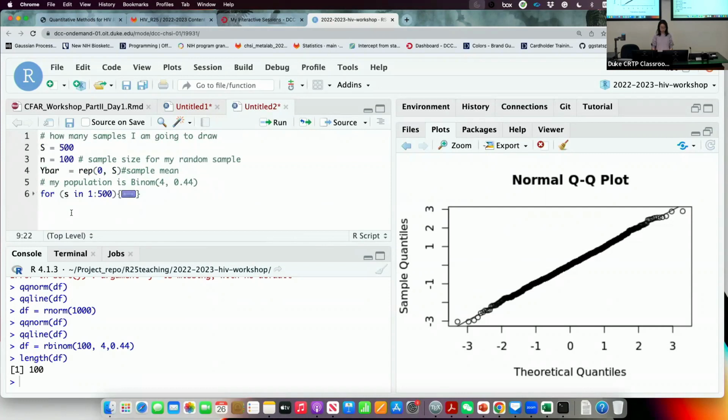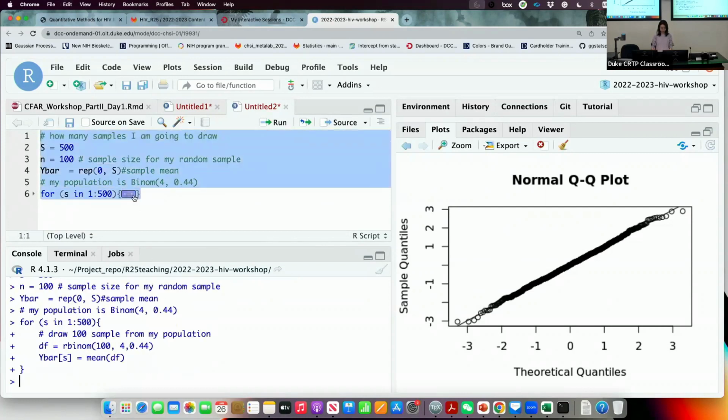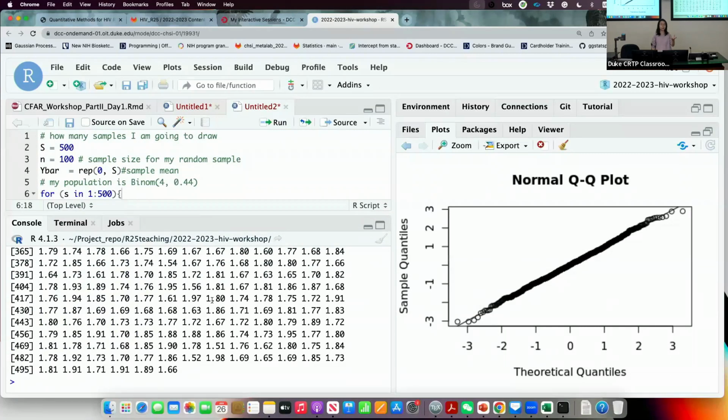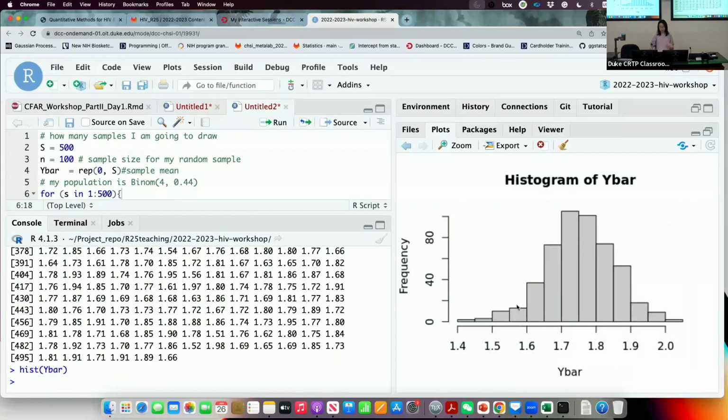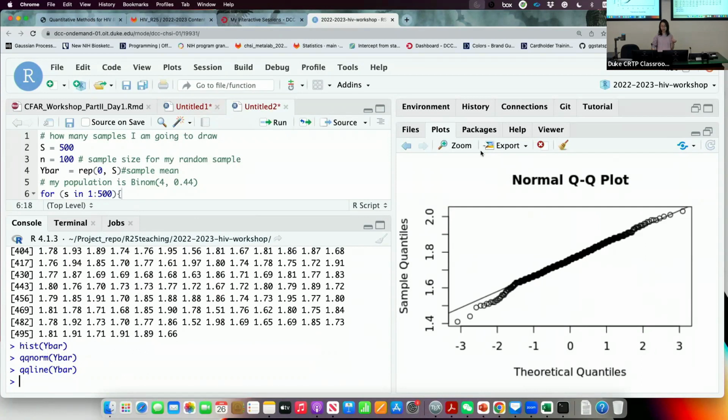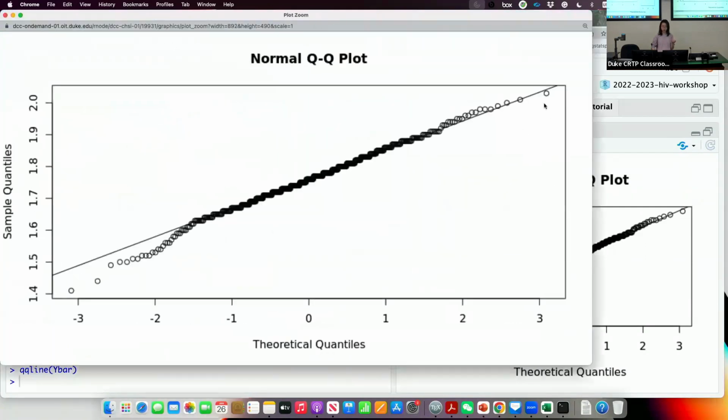Okay, let me see whether it goes through. Okay, so if you look at this Y bar, this is actually the sample mean after I repeat the procedure 500 times. And if you look at this histogram of my Y bar, what do you think it looks like? It's sort of bell shaped, sort of symmetric, and we can use what we learned just a few minutes ago, qqnorm of Y bar and qqline of Y bar. You see that they are pretty close to this straight line.